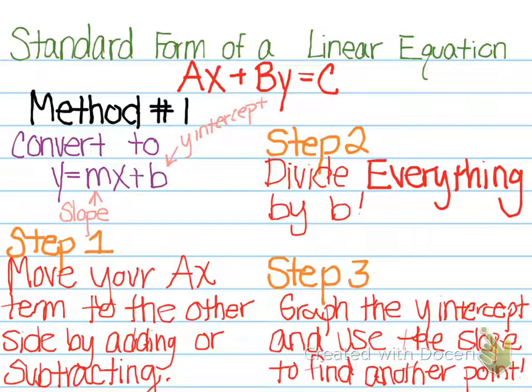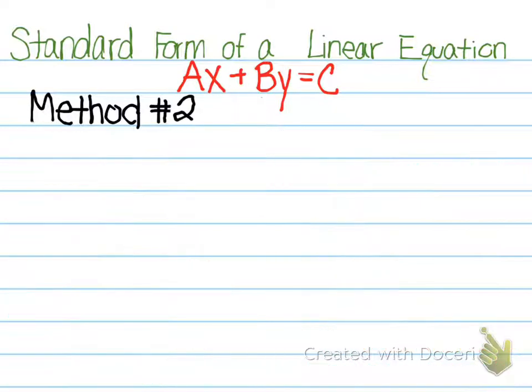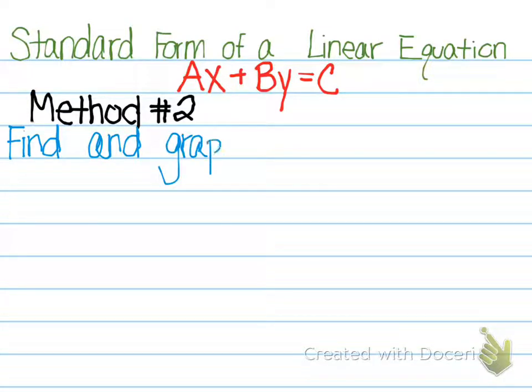Okay, so now we're going to work on method 2 on the right-hand column. So method number 2, in the box you're going to write find and graph the x and y intercepts.